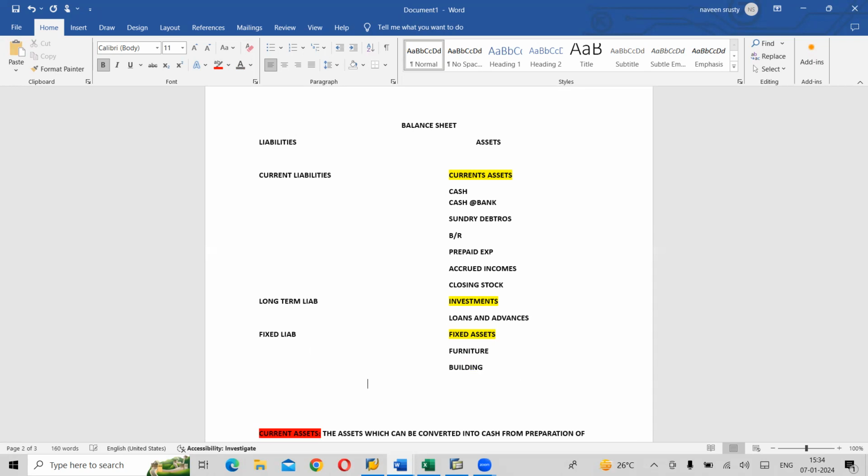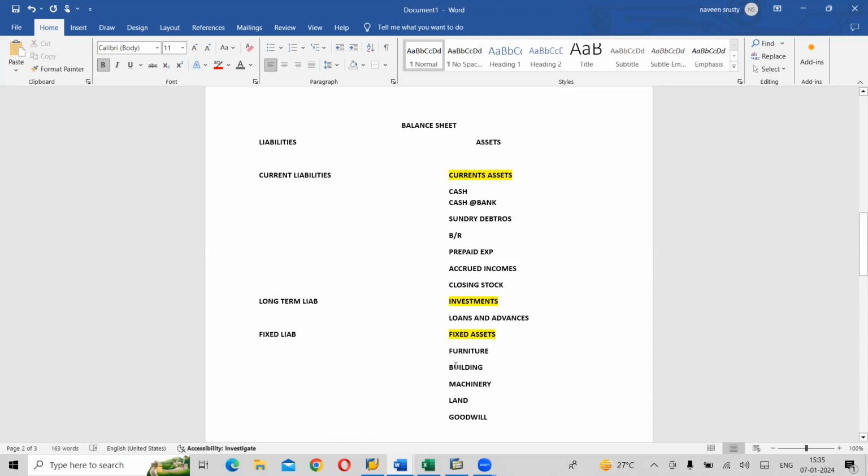Okay, next one, building or buildings, whatever you can write. Motor van, machinery, whatever, I'll call it machinery. Okay, next one, I'll take it as land. Next, last asset, I'm taking it as goodwill. Fine, everyone. So these are the fixed assets.